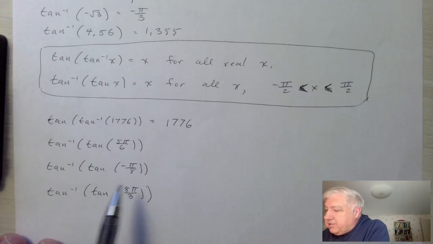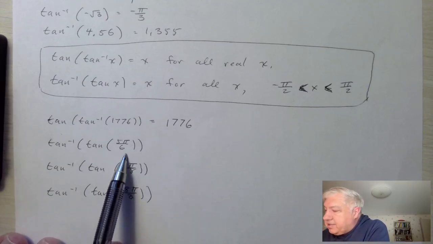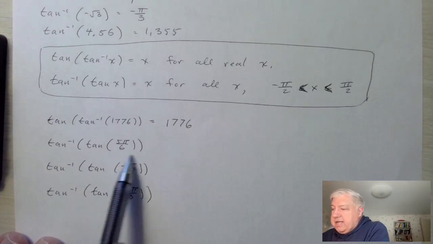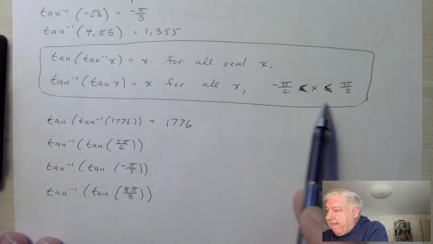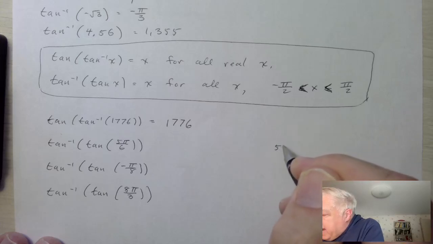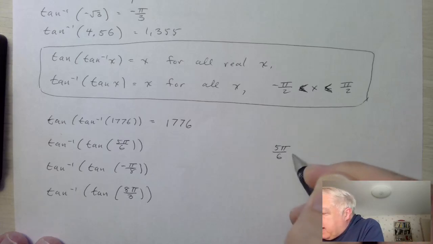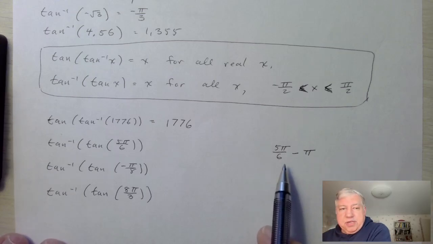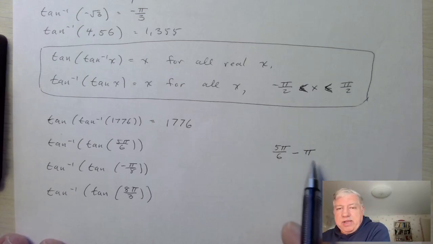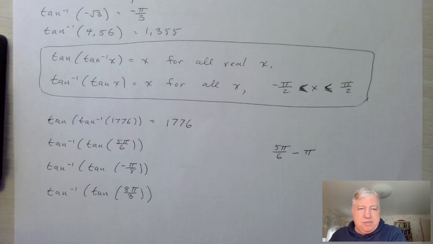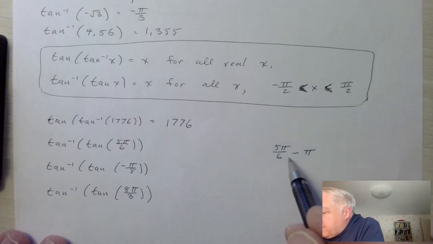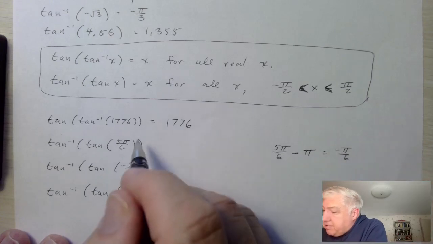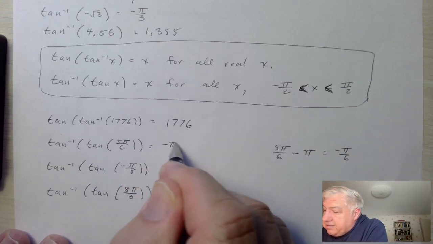The inverse tangent of the tangent of 5 pi over 6. Okay, well, 5 pi over 6 is not in this range, right? So we want to subtract pi from this. So this would be 5 pi over 6, and we're subtracting a multiple of pi because pi is the period of the tangent. So this is negative pi over 6, right? So this should be negative pi over 6.